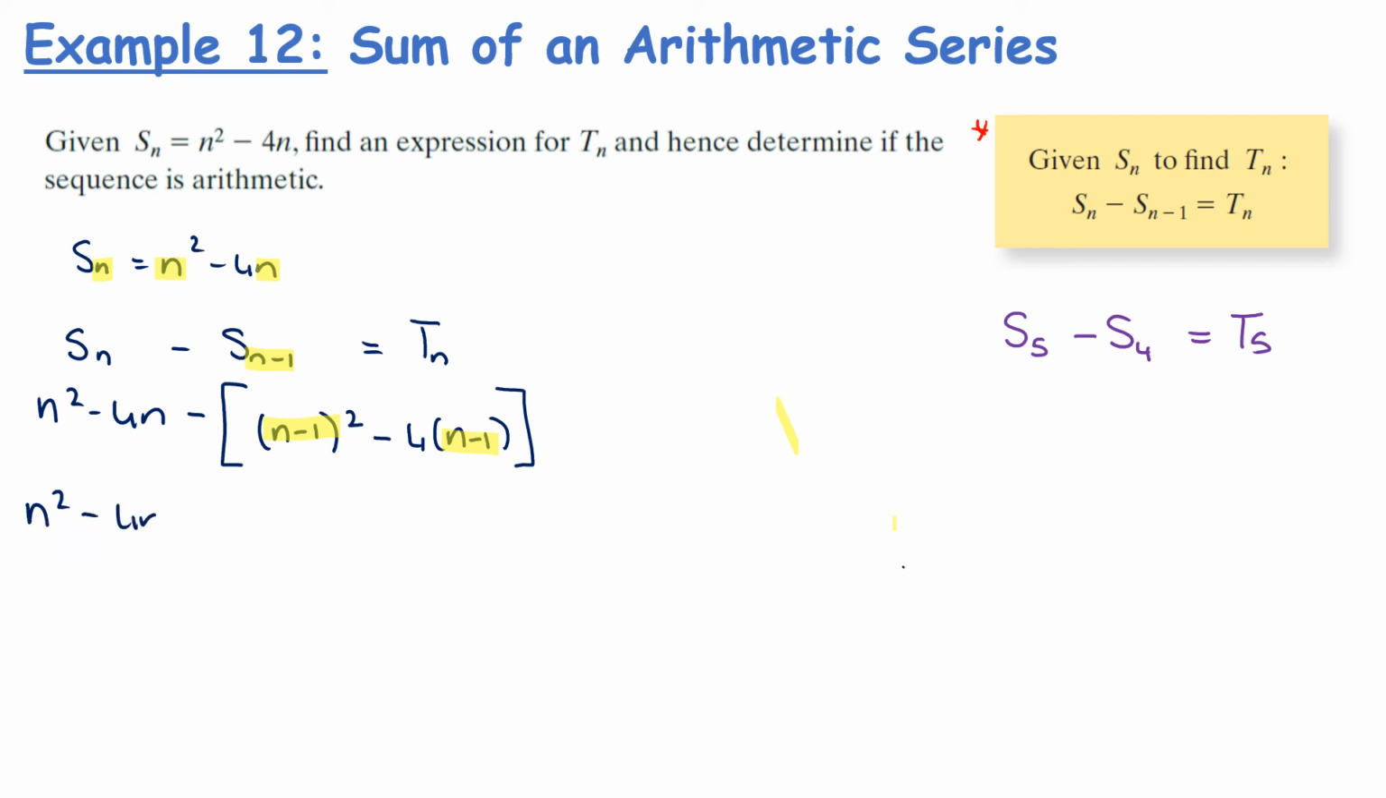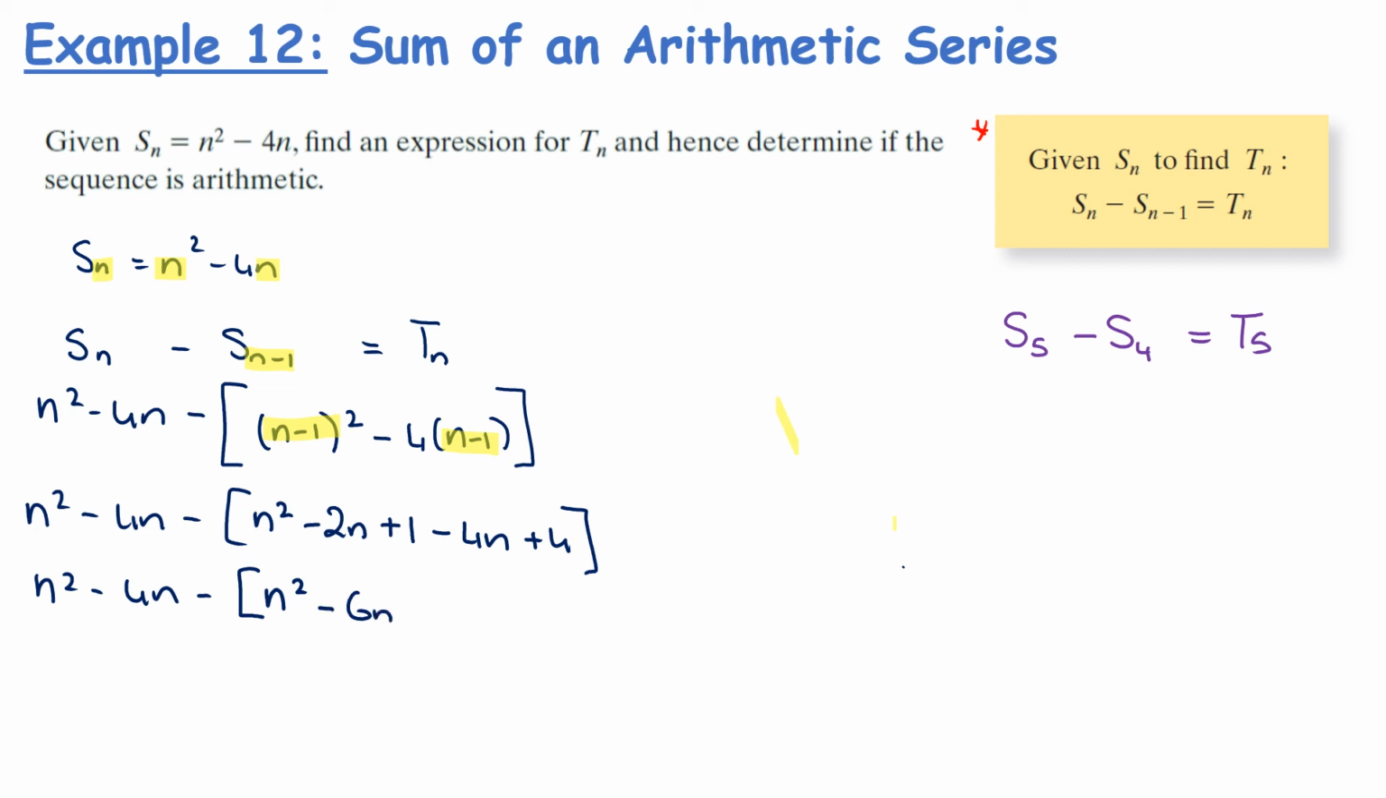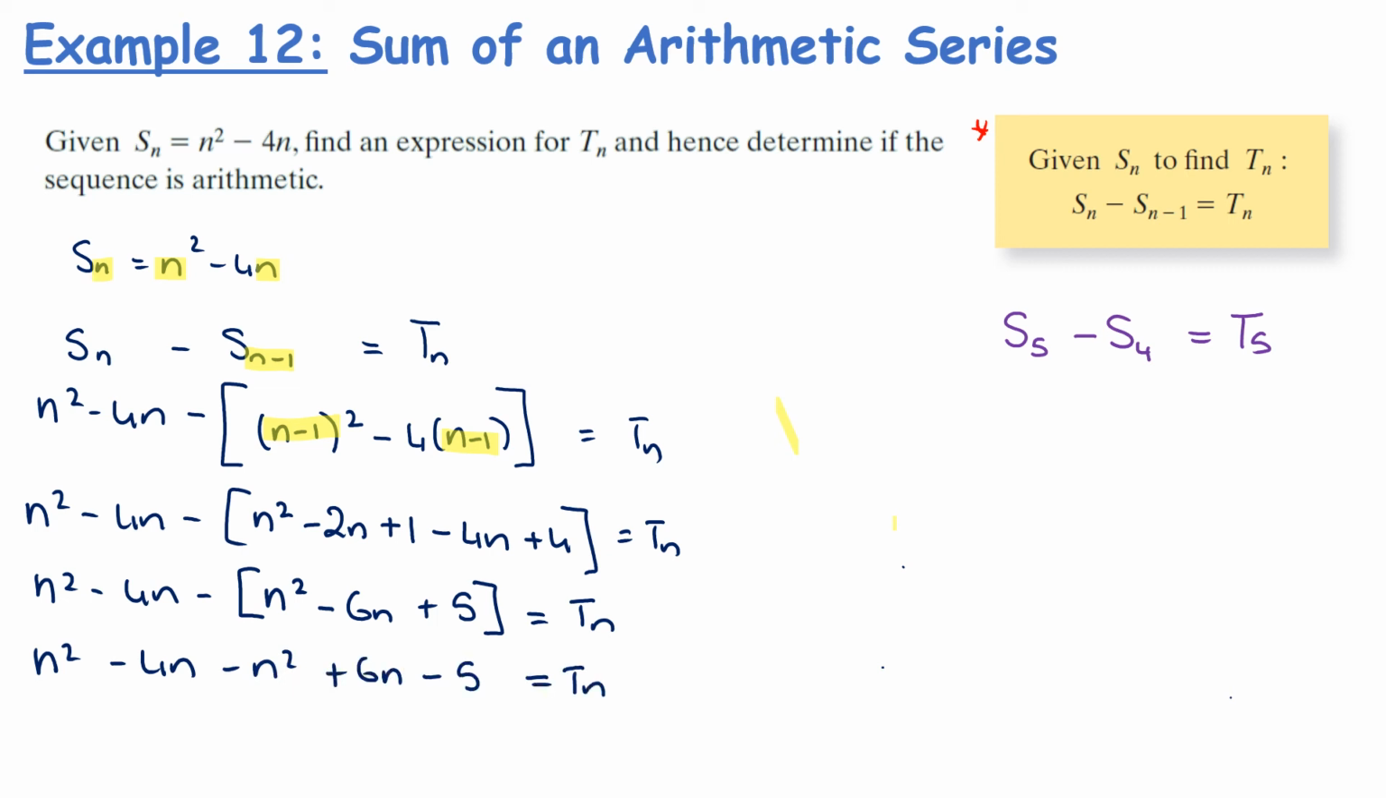N squared minus 4n minus, square the first, twice the first by the second, square the last, minus 4n plus 4. Cleaning up what's in the bracket before we multiply it out with the minus, we have n squared minus 6n plus 5. Now, this is all Tn, so this is going to give us the general term. So we have n squared minus 4n minus n squared plus 6n minus 5, and that all equals Tn. These pieces cancel, and we're left with 2n minus 5 equals Tn.